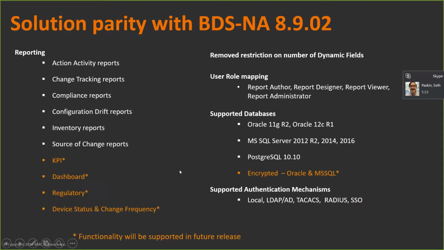But if there are any reports which you are using in your environment and think we should pick up at priority, like device status and change frequency, which is one of the reports customers told us they are using, you can certainly mention that in the chat window, or tell us by sending an email, and we'll prioritize that report over others.